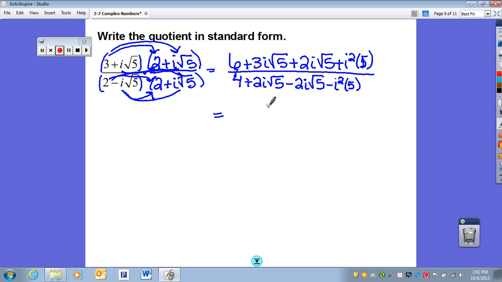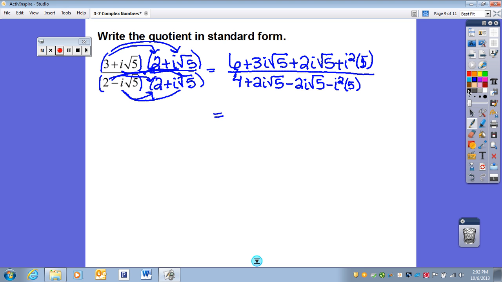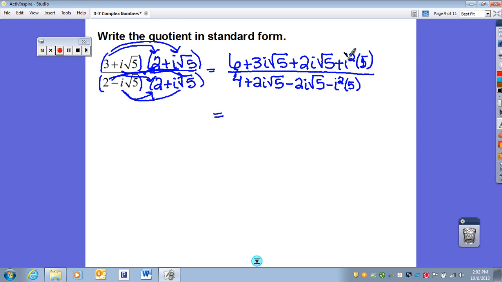Okay, so let's do some simplifying. First of all, i squared, if you remember, is negative 1, and when we multiply that by 5, we're going to get negative 5. Likewise over here, i squared is negative 1, but there is a negative sign here already, so that's going to make it a positive 1, times 5 will be 5.